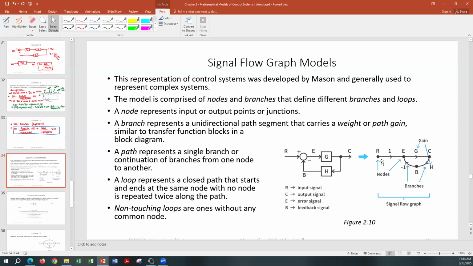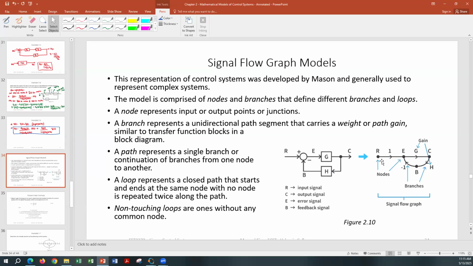And then you have E, and the E signal, of course, is R minus B. So at the E node, R is coming in, R times 1, R. And then you have a B node, so B times negative 1, negative B. So the E node is R minus B, which is E. And then E passes through G to produce C. So E passes through the gain G, G times E, and that is going to produce C. And then B is C times H. So the weight of this line is H. So C times H is going to produce the signal B.